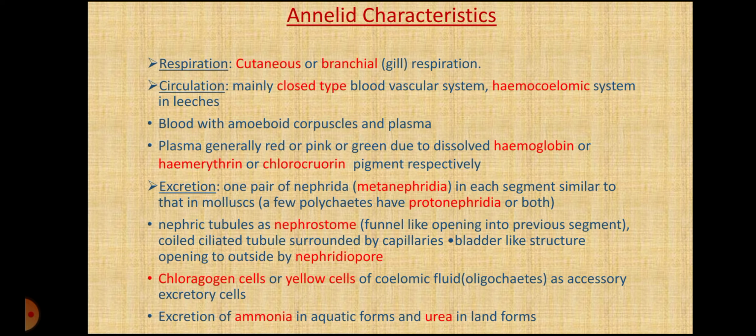In oligochaetes, certain types of cells like the chloragogen cells or the yellow cells found in coelomic fluid act as accessory excretory cells, as they accumulate the wastes and form the chloragosomes. These chloragosomes get separated from the coelomic fluid and are excreted out of the body through the dorsal pores or the septal nephridia. Similarly, the botryoidal tissue of the leeches may be excretory in function.